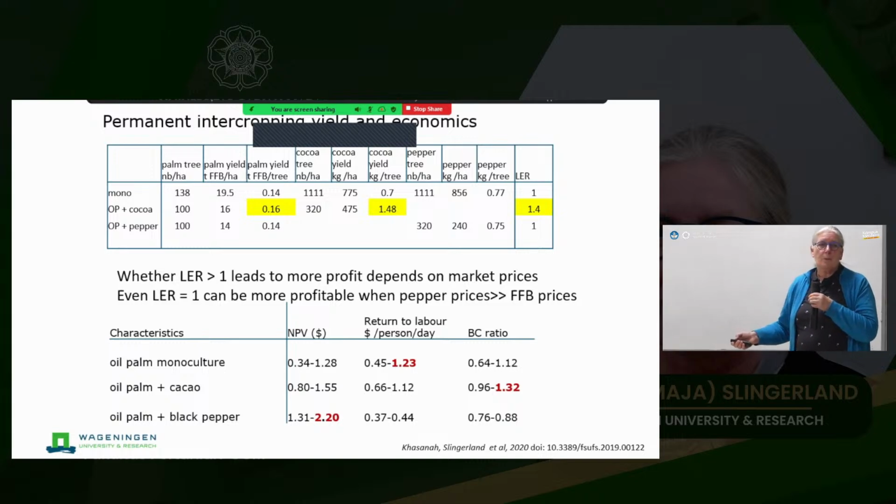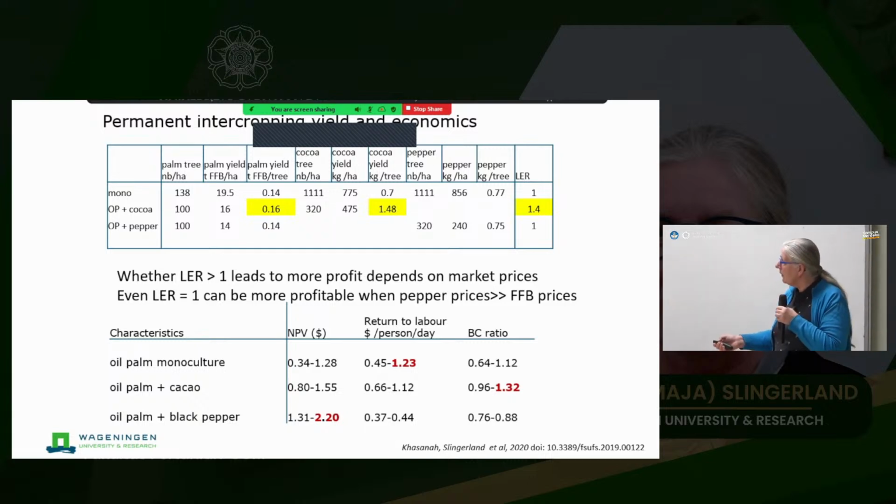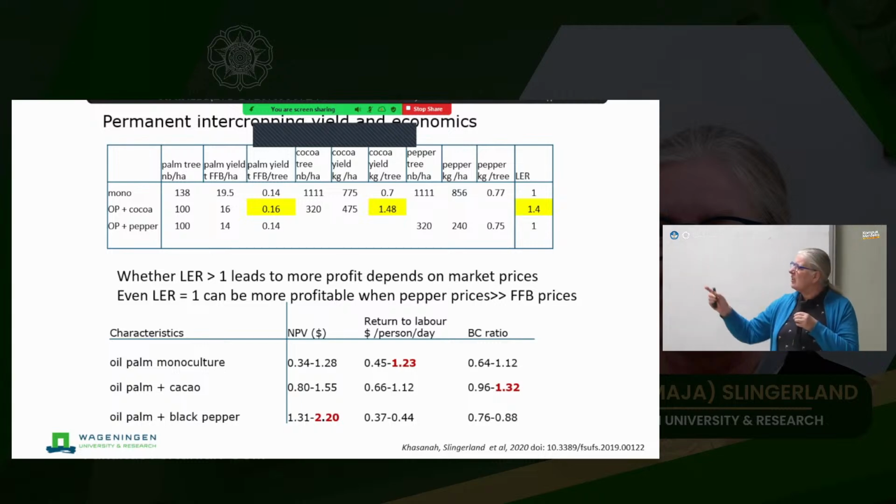So I think if we want to promote any of those things, we need to be clear to farmers, where is the benefit? Is it in the return to labor? Is it in the benefit-cost ratio? Is it in this yield that you save land? Or is it in the net present value? You have to explain to farmers, not these terms, but you have to explain what they can expect. Because it looks different. You make a different choice if you look at different parameters.